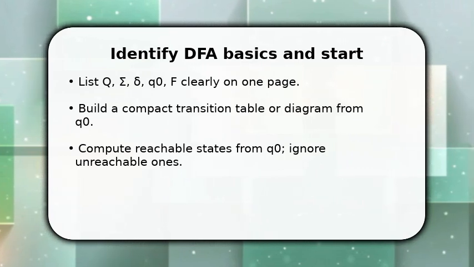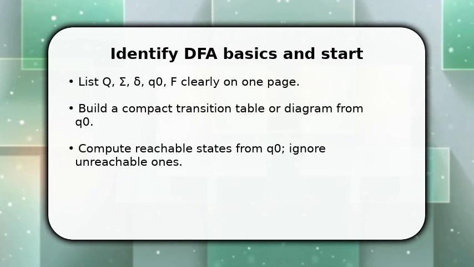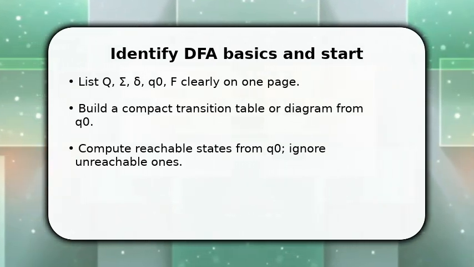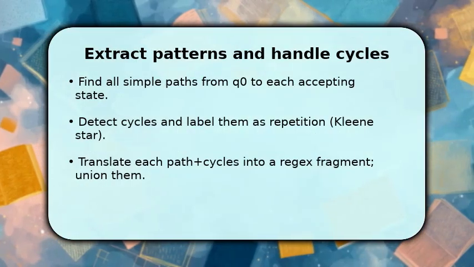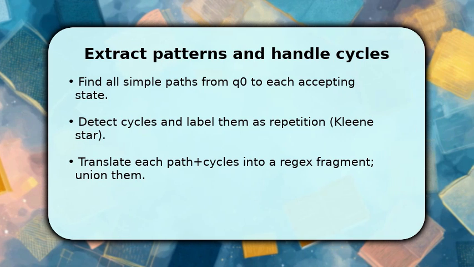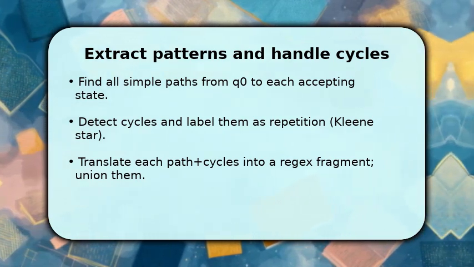As you trace transitions, mark which inputs lead to accepting states and which funnel into sink states so you can see candidate patterns the DFA recognizes. Now concentrate on the middle work. Enumerate simple paths from Q0 to each accepting state, and for each path note the exact input sequence.